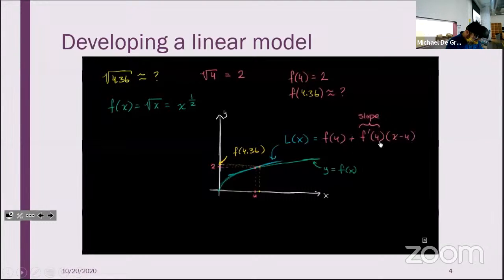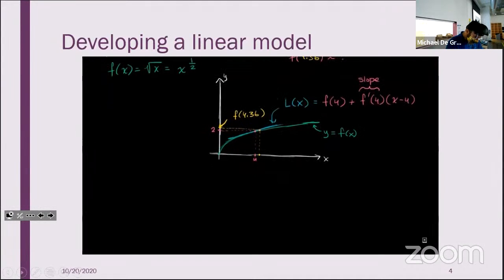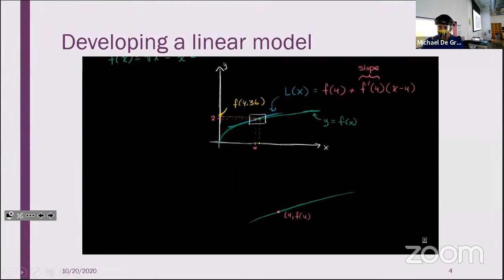Let's just validate that this makes sense when we put 4.36 here. Actually, let me zoom in on this graph just to make things a little bit clearer. So I'm going to try to zoom in into this region right over here. So this is the point 4 comma f of 4. And we are going to graph L of x. So this right over here is L of x.